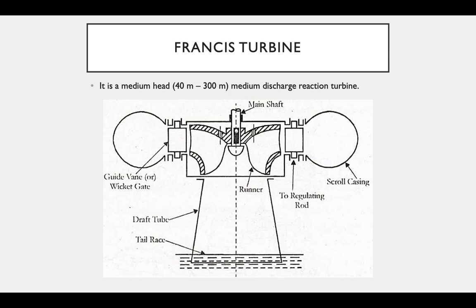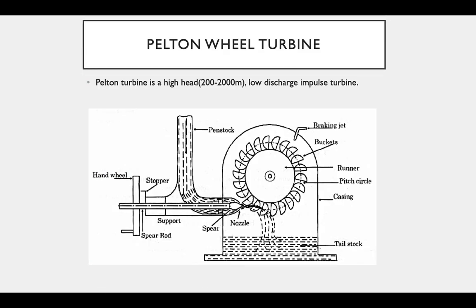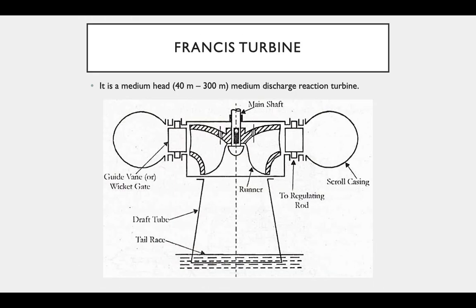Next is Francis turbine. Now Francis turbine is a reaction turbine. The impulse turbine we have seen earlier was the Pelton turbine. Francis turbine is actually a reaction turbine. It is a medium head, medium discharge reaction turbine, that is, a head of 40 meters to 300 meters.